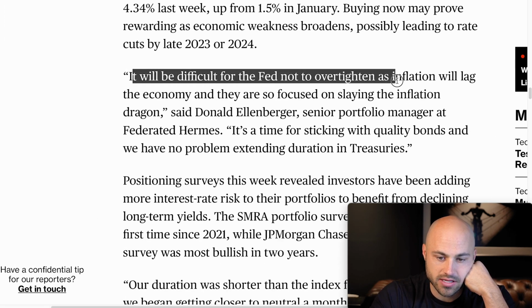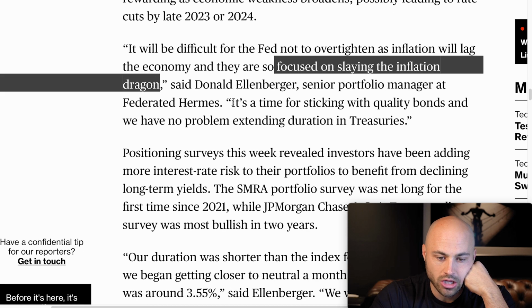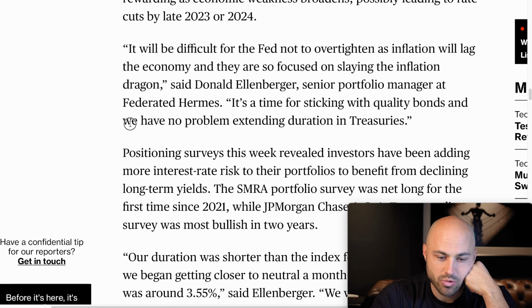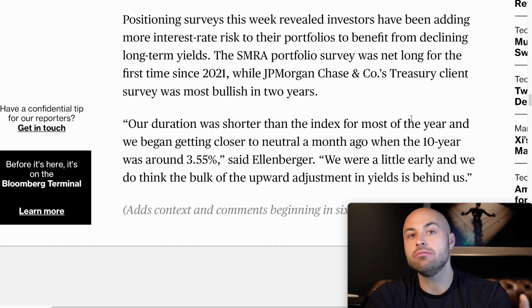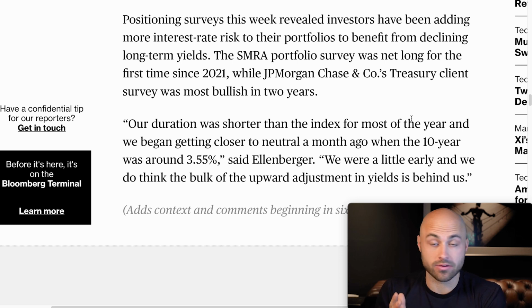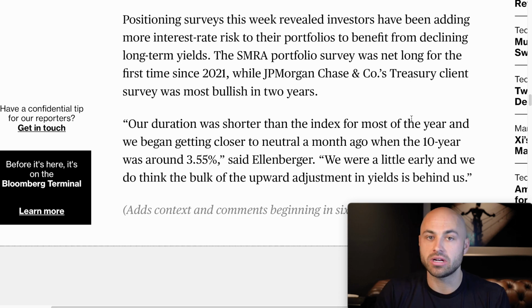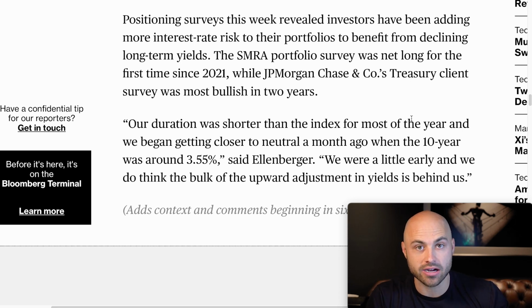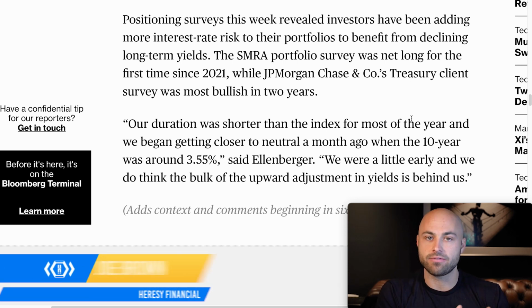It will be difficult for the Fed to not over-tighten as inflation lags the economy, so they're focused on slaying the inflation dragon, which means it's a time for sticking with quality bonds. We have no problem extending duration in treasuries. So in conclusion, if you expect deflation to happen at some point in the next 10 years, then any rate that's nominally positive will be real positive. Because for the next couple of months, for the next 1 year, maybe 2 years, a 3% or a 4% might be negative when compared against inflation. But over the next 10 years, that 3% or 4% might be positive considering the deflation that might come soon.